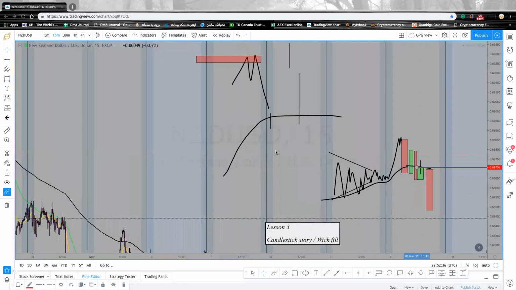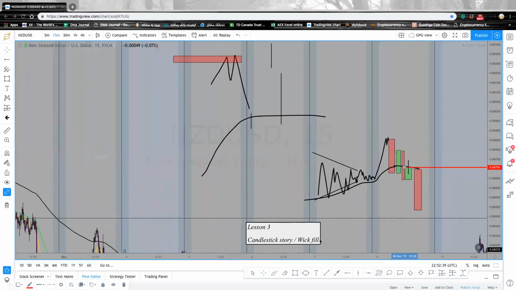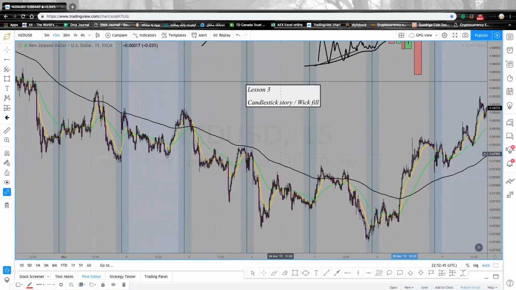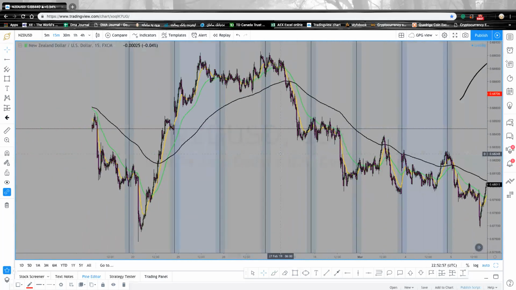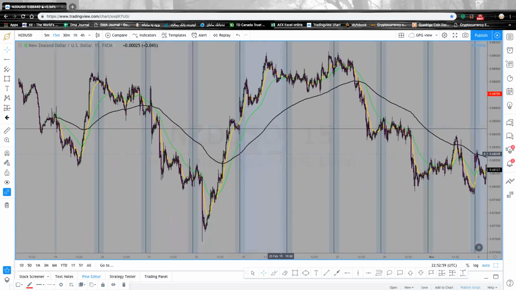Okay, so let's go to the charts. I'm going to talk about the wick field after I showed you the example of this. I'm going to show it on the charts. So the EMAs on my chart right now are 14, 50, 200. I'm not going to show you the DMA right now because it's not your lesson. Later you will understand it and you will see it.